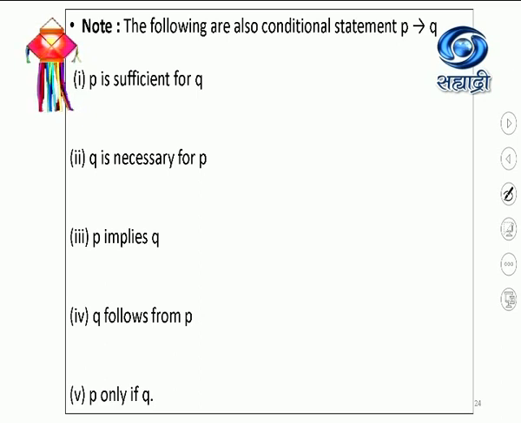Alternative words or verbs or phrases used for P implies Q: P is sufficient for Q. Q is necessary for P. P implies Q. Q follows from P. P only if Q. In the textbook, we have not seen any question based on this, but this will help you to solve MCQ type questions where the statement is given in verbal form and these different phrases are used to indicate P implies Q. So accordingly you have to write the truth values. Not only P implies Q is given, but all the remaining 5 options indicate the same meaning as P implies Q. I have just added it for you.